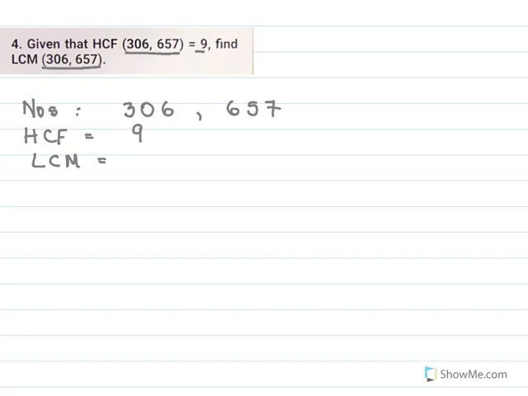The HCF of 306 and 657 equal to 9. Find the LCM of 306 and 657. So here we have 2 numbers, one number is 306 and the other one is 657. The HCF of the numbers is given as 9. Our question is to find the LCM. And we know the formula: product of numbers is equal to HCF into LCM.